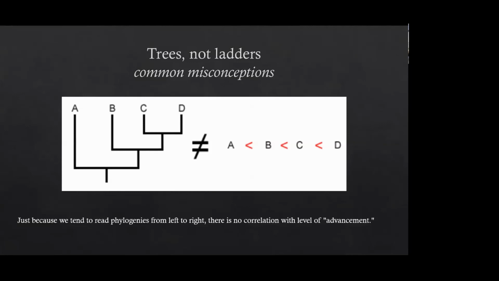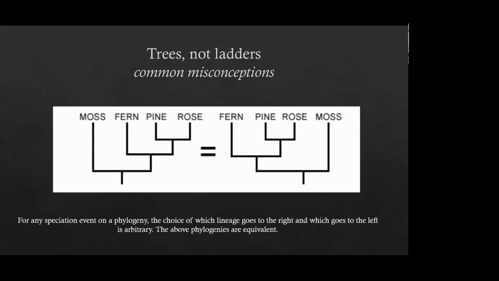Okay, and so this is a similar way of looking at what we previously talked about. Because we tend to read them from left to right, but there isn't necessarily a correlation of advancement. So this is another way of saying they're trees and not ladders. And for any speciation event on a phylogeny, the choice of which lineage goes right and left is arbitrary. So this shows how you can flip these trees. I forgot that I had a slide about this.